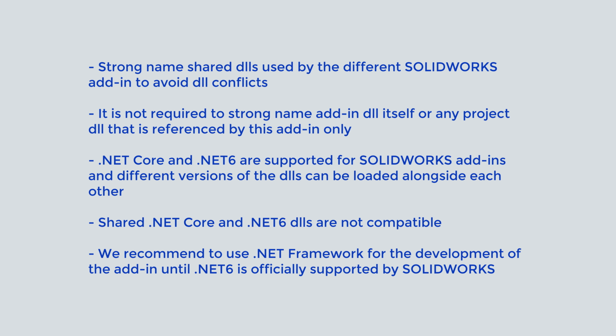Let's summarize the video. If using shared DLLs in your SOLIDWORKS add-ins, make sure you strong name those DLLs to avoid version conflicts. It is not required to strong name the add-in DLL itself or any projects which are referenced by this add-in only. It is possible to write SOLIDWORKS add-ins in .NET Core and .NET 6. Furthermore, they will respect the strong naming, allowing you to load two different versions of the same DLL into the same app domain simultaneously.